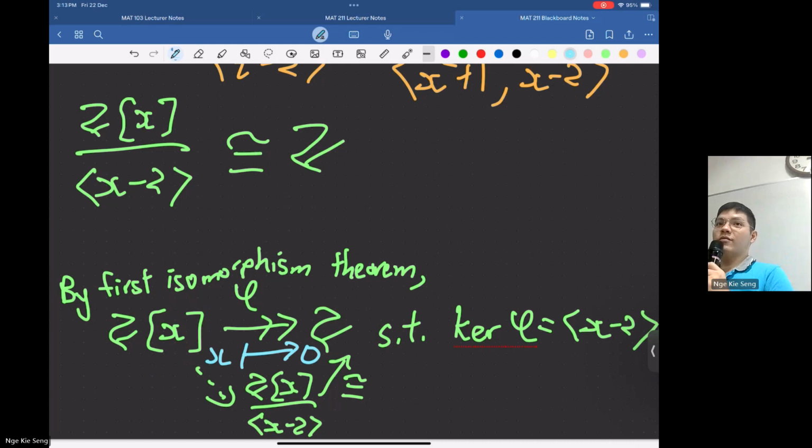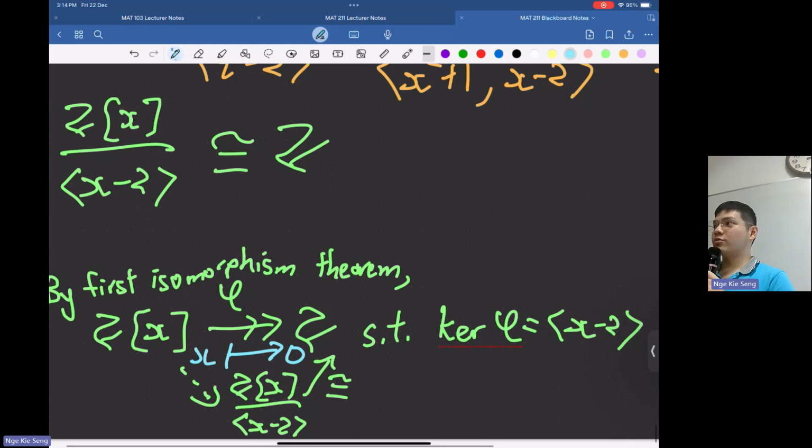You sure? What's the kernel of X going to 0? Nothing goes to 0, right? Other than X. But we want the kernel to be X minus 2. So this X should go to 2. So X minus 2 is the polynomial that evaluates to 0. So this is the surjective map you have, or this is the isomorphism you have here.